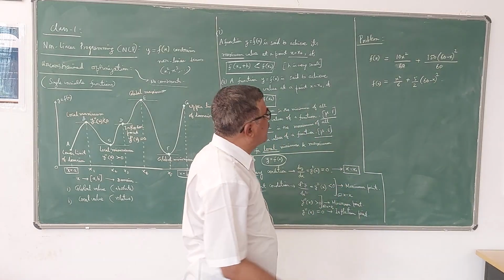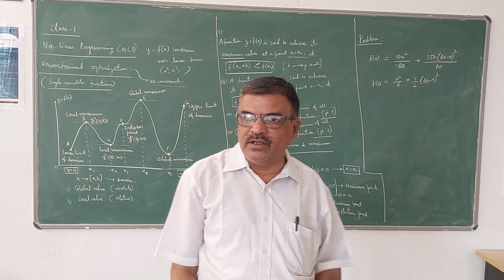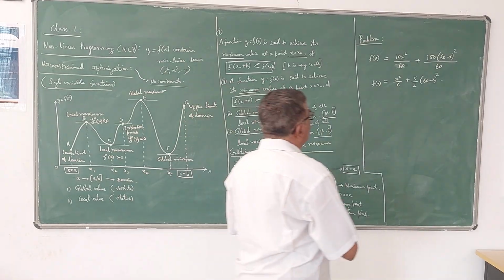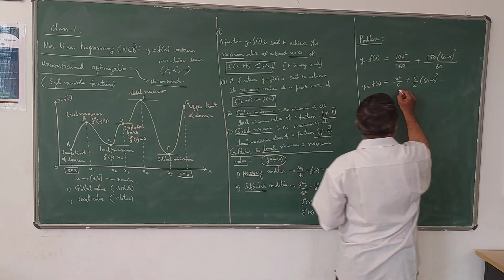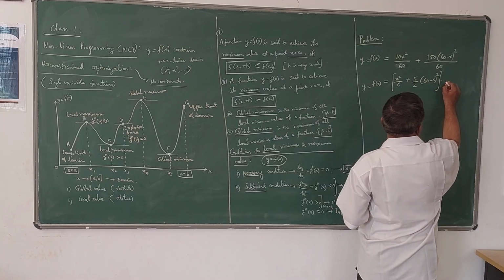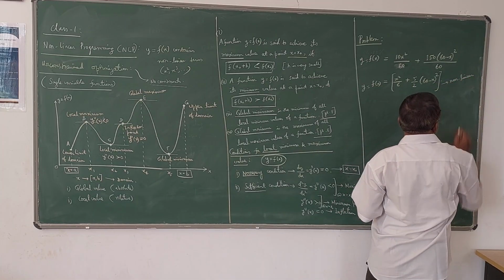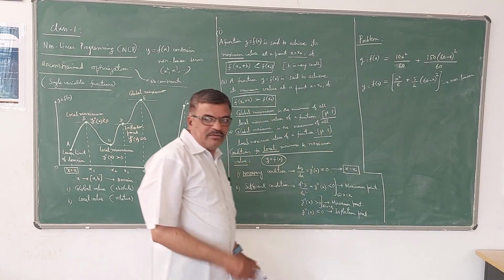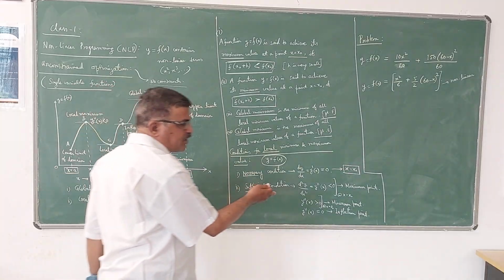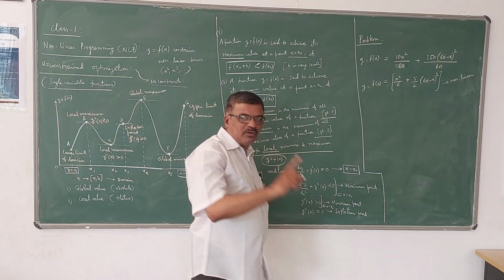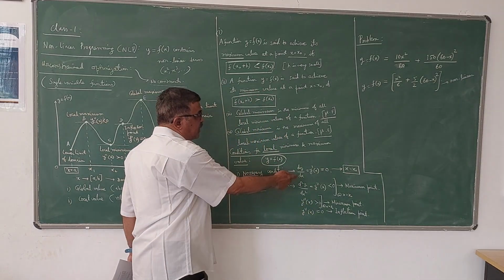You can observe that a square term is there. That means it is a non-linear function. So y is equal to f of x, and the RHS is non-linear. Now let us find out whether we can have the maximum value, minimum value or inflection point. Among these three, you will get one. So for that, the first condition is that we have to differentiate.